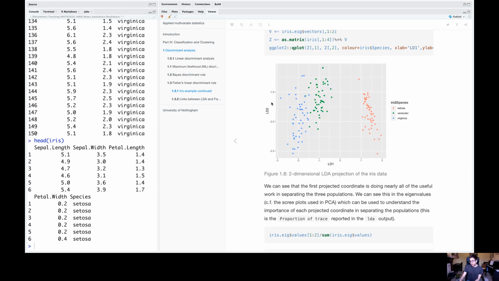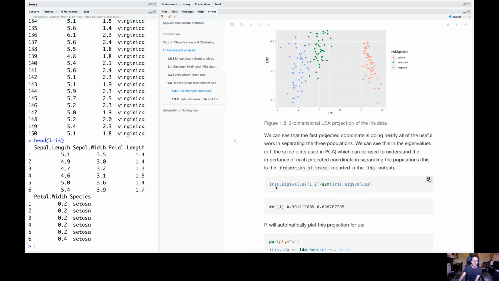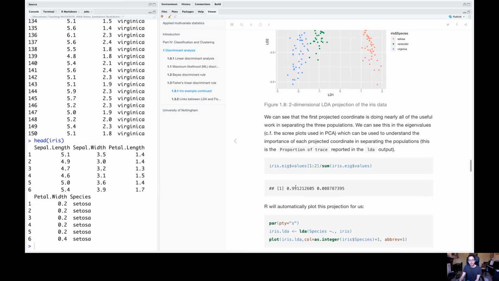We can see that the second coordinate isn't doing much. The second coordinate doesn't separate the classes much at all. It helps separate versicolor and virginica a little bit, okay, but there's a big overlap between them still. So there's not a lot to learn by looking at this second coordinate. But we can see that from the eigenvalues. If we do something similar to what we did in PCA before, and look at the eigenvalues over the sum of the eigenvalues, that tells us the proportion of something that they're explaining. We can see that the first eigenvalue accounts for 99% of the sum of the eigenvalues, the second one less than 1%.